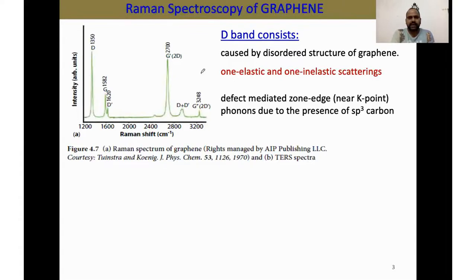If there is any kind of defect associated with graphene, then we have a high intensity of this D band. It appears due to one elastic and one inelastic scattering, and the defect is particularly associated near the K point. The K point, we already know, is the Dirac point. If any defect is associated near the Dirac point, such as sp3 bonding, since in graphene there should be only sp2 bonding, then we can say there is a defect.